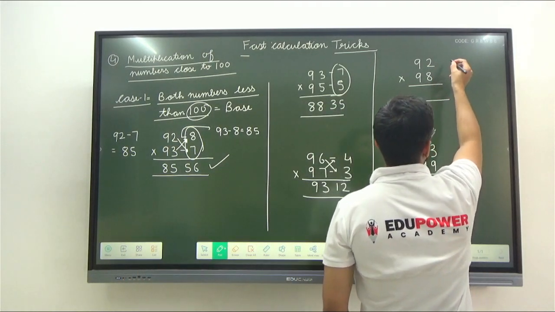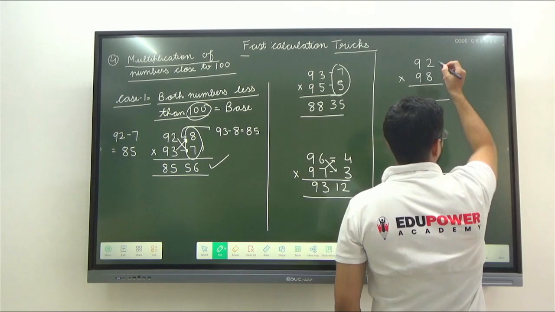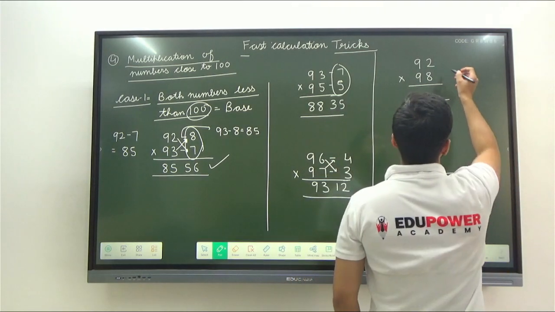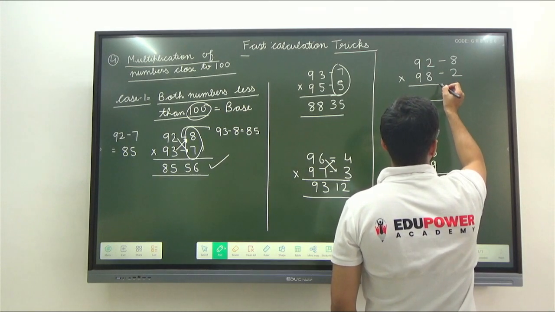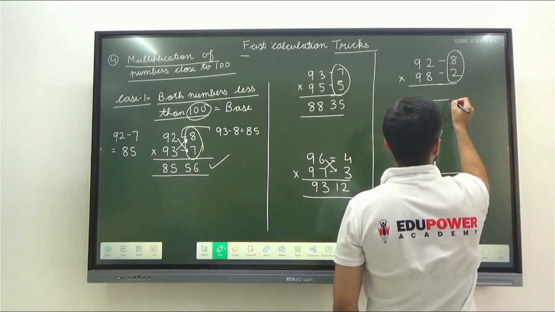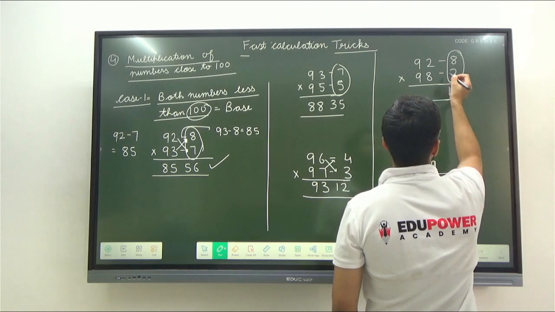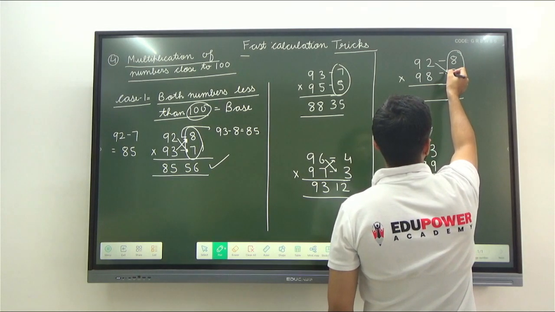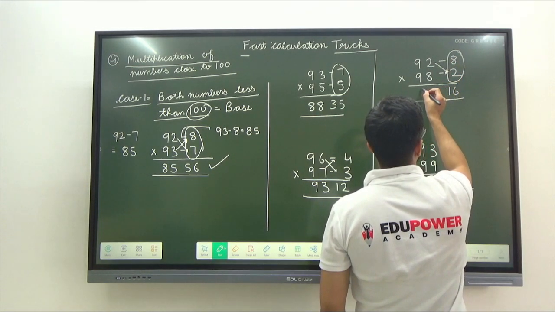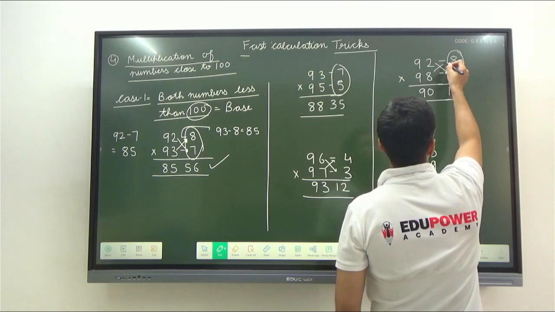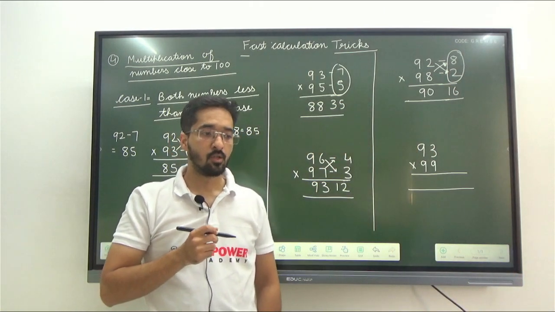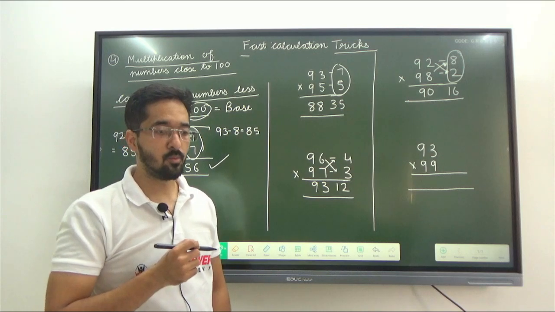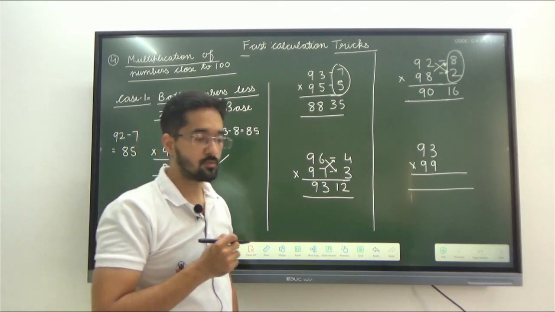92 into 98. So 92 is minus 8 and 98 is minus 2. 8 into 2 we get 16. 92 minus 2 we get 90, or 98 minus 8 also we get 90. So the correct answer here will be 9016.